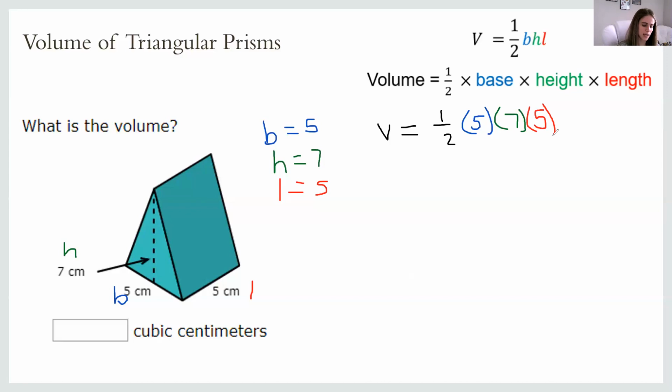If we multiply 5 times 7, that would be 35. Let's go ahead and do that. So 5 times 7 right here is 35.